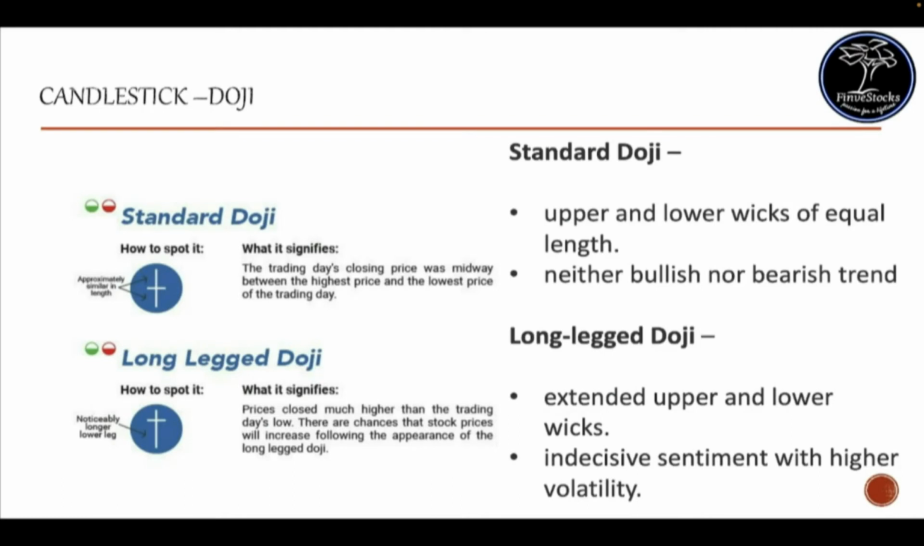A standard doji has upper and lower wicks of equal length. It is neither bullish nor bearish. It is an indecisive candle.